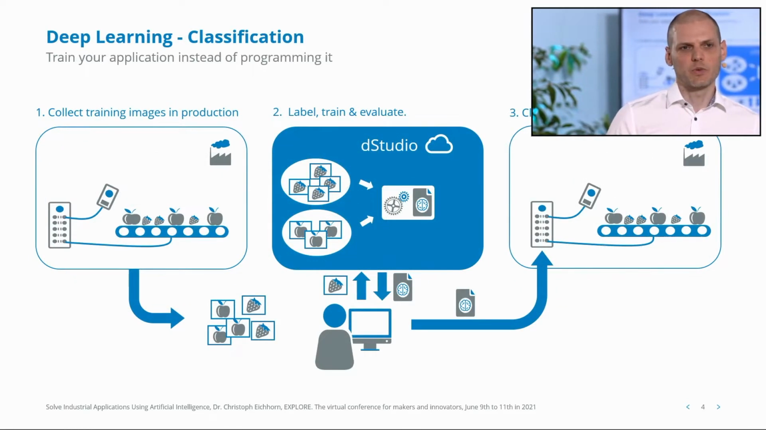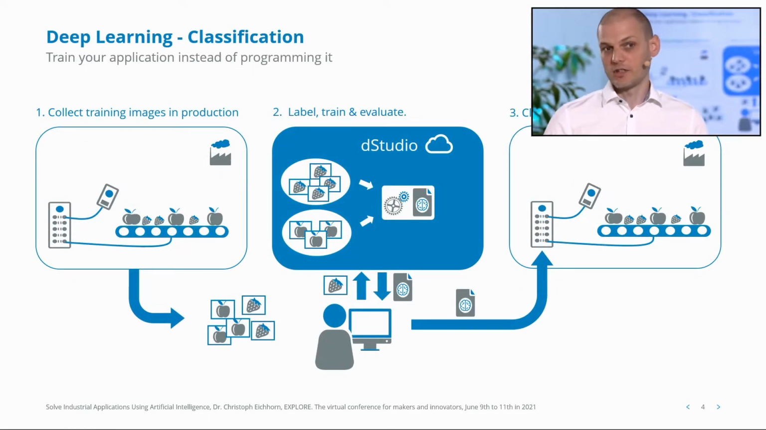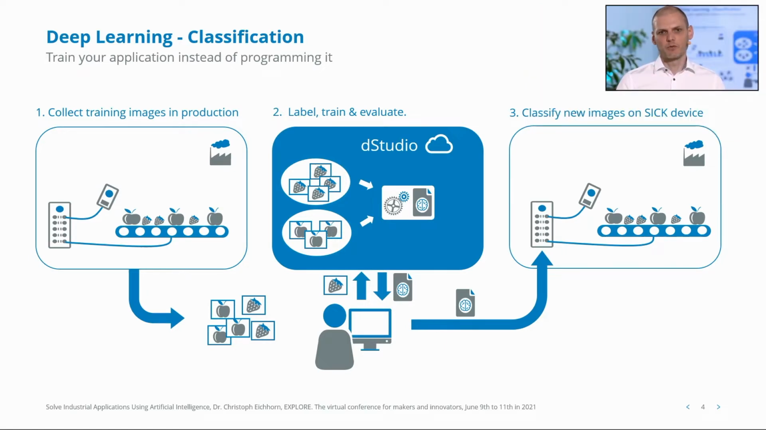So as mentioned, we need some examples to teach and train our sensor. So in the first step, we will start by collecting these training examples in our application. So that could be, for example, a food production where we want to assess different naturally grown products. And so we would collect training data in the first step with our camera in exactly the same setup as we want to automate the decision-making process later on.